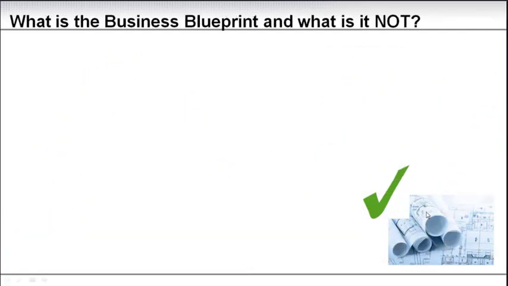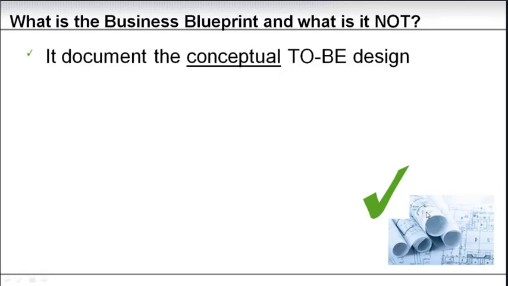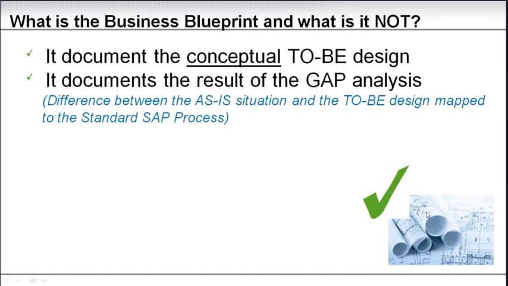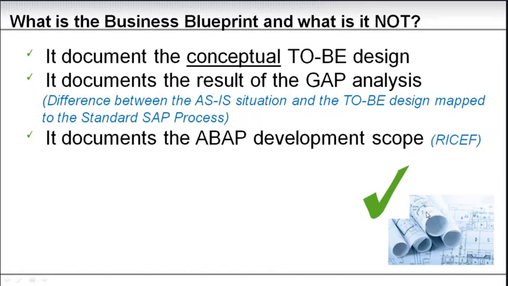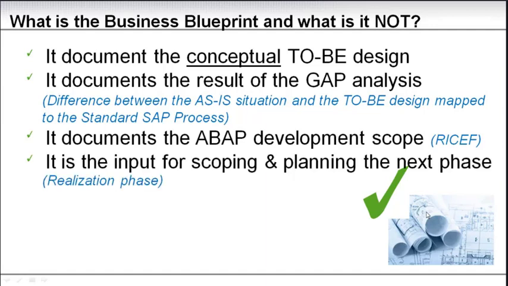So let's look at what the business blueprint is and what it is not. What is the business blueprint design document and what is it not? It's a document that documents the conceptual to-be design. It documents the result of the gap analysis, the difference between the as-is situation and the to-be design mapped to the standard SAP process. It documents the ABAP development scope, referred to as RICEF. It is the input for scoping and planning the next phase, which in this SAP context is the realization phase, where you are building the solution.